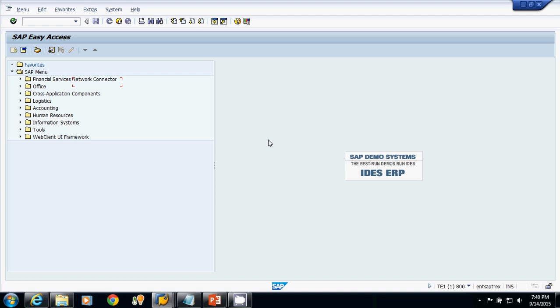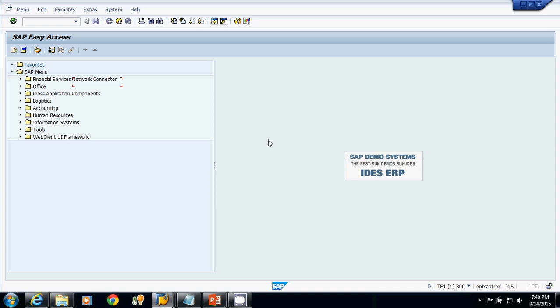I am saying ABAP by 4. So what does this 4 stand for? It's a 4th generation language. So whenever we are discussing the programming language ABAP, we will discuss two terms. First one is ABAP Workbench and second one is transaction code.